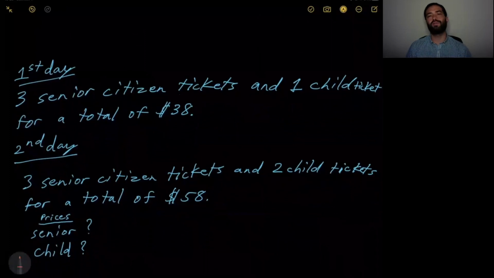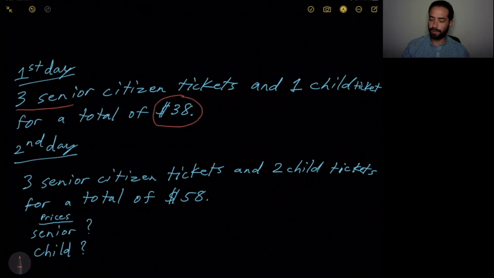Okay, so you go to a school and you're selling tickets to a performance. The first day you sell 3 senior citizen tickets and 1 child ticket, and that total is $38. Okay, so we've got our 3 senior citizen and our 1 child. So notice I'm going through here and I'm picking out the key things that we need.